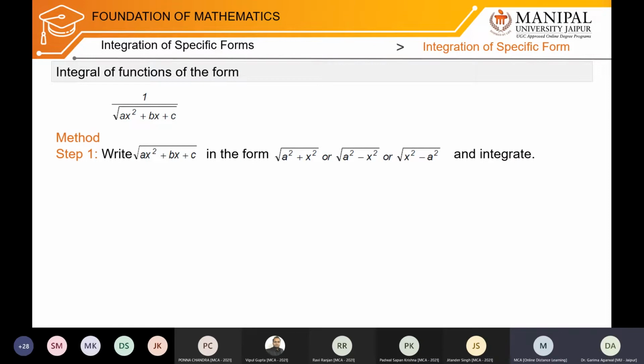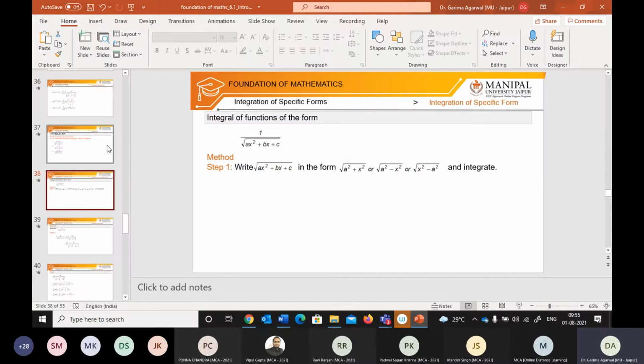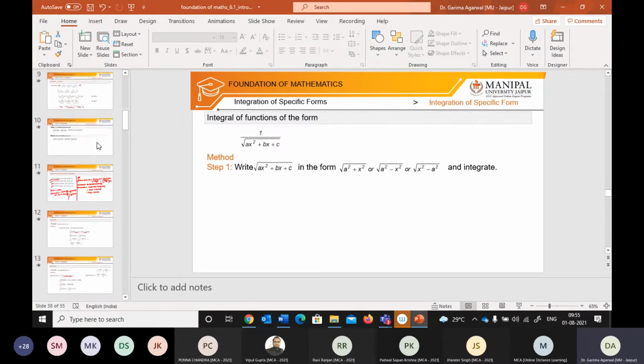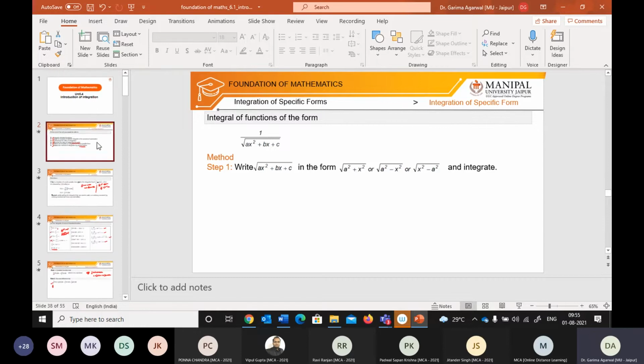Okay. So hello students, good morning. This is Dr. Garima Agarwal from Manipal University, Jaipur. Today we'll discuss the remaining part of integration. But before that, let me go through once again the previous slides which we have discussed in the previous lecture.